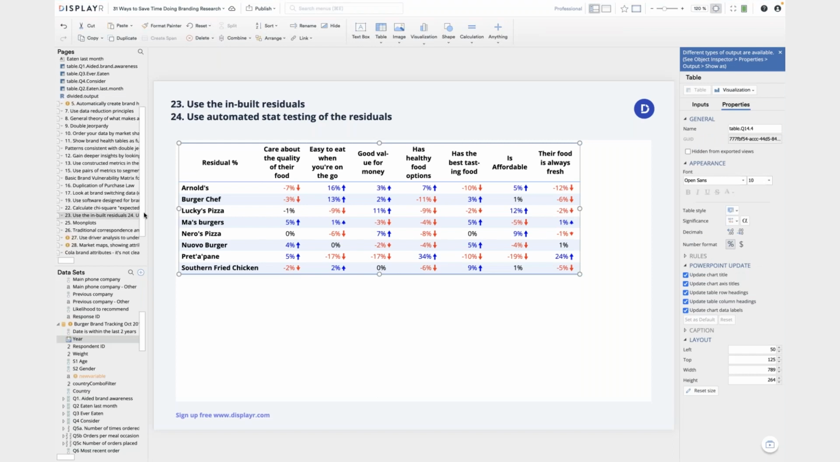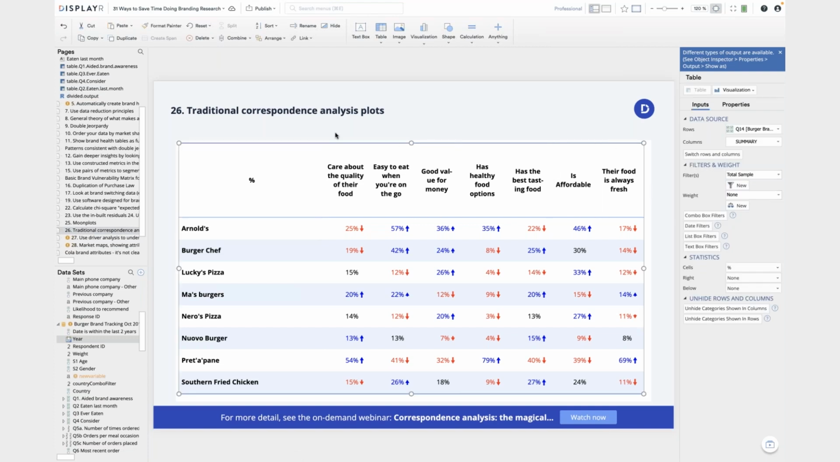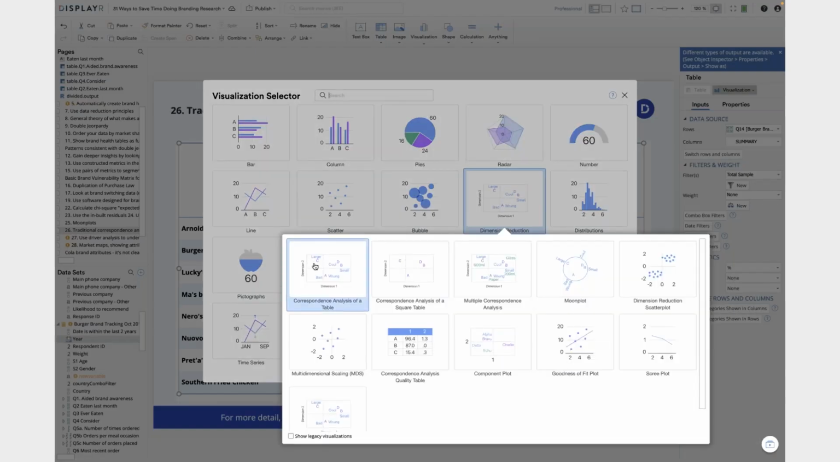Now, having all these residuals often creates a problem because they're almost all significant. So it's too much data. We need to summarize it some way. One way we can do it is we can do traditional correspondence analysis, which is just designed, and it computes those same residuals in the background, literally using the same method, and then it uses a special dimension reduction algorithm. So let's do it. Going to go dimension reduction, correspondence analysis of the table.